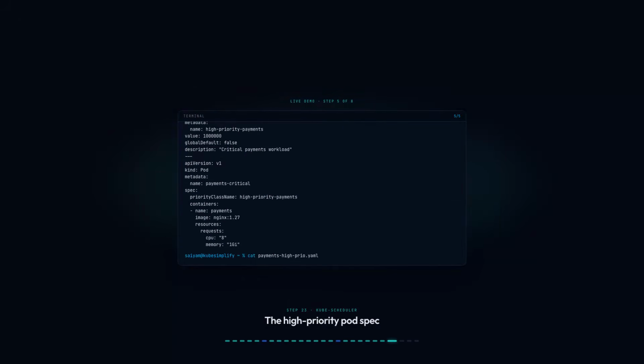So before we deploy the next pod, let me show you the spec. priorityClassName: high-priority-payments. That is set to 1 million, requests 8 CPU, same as the nginx pods, but way higher priority. That is what makes this interesting.